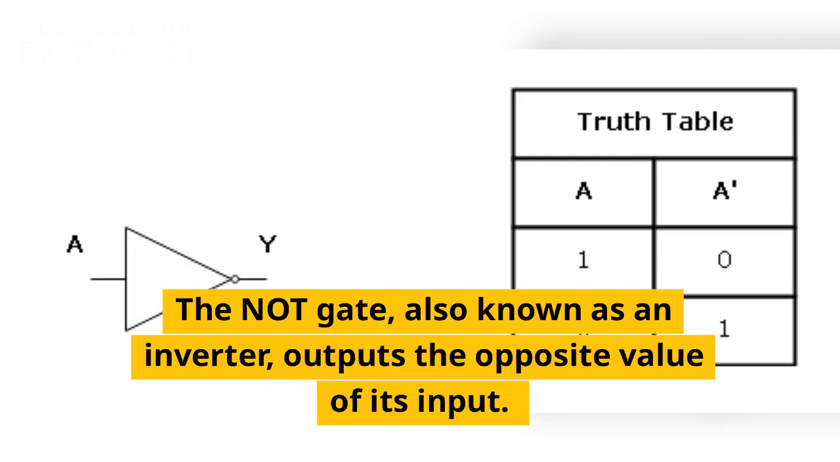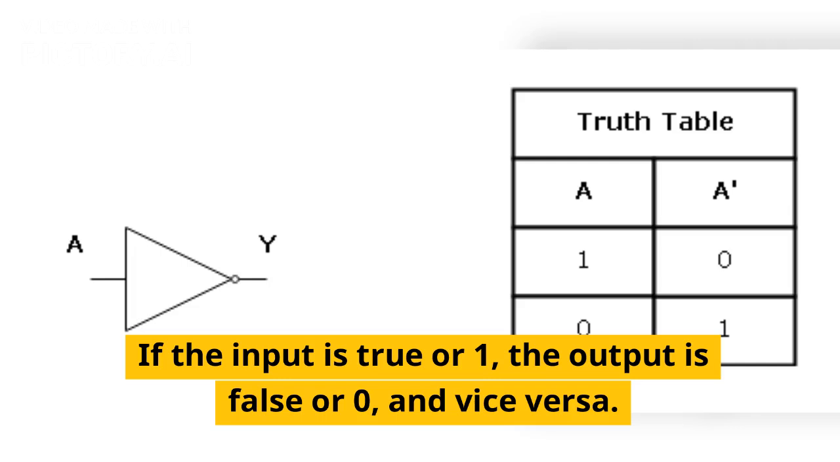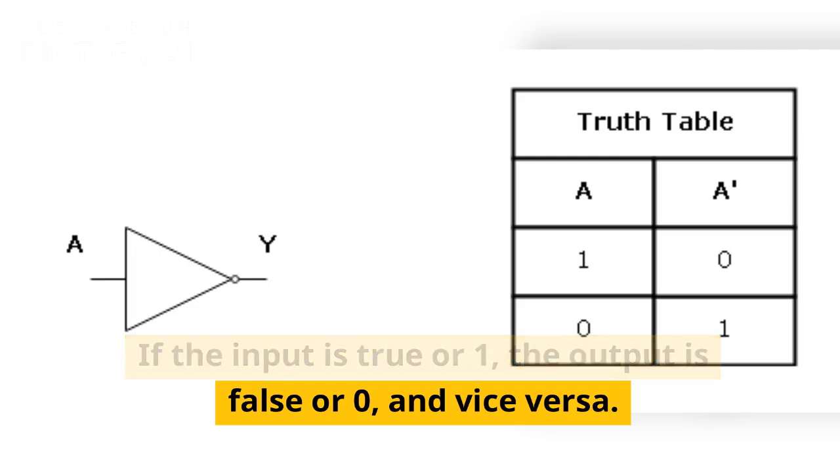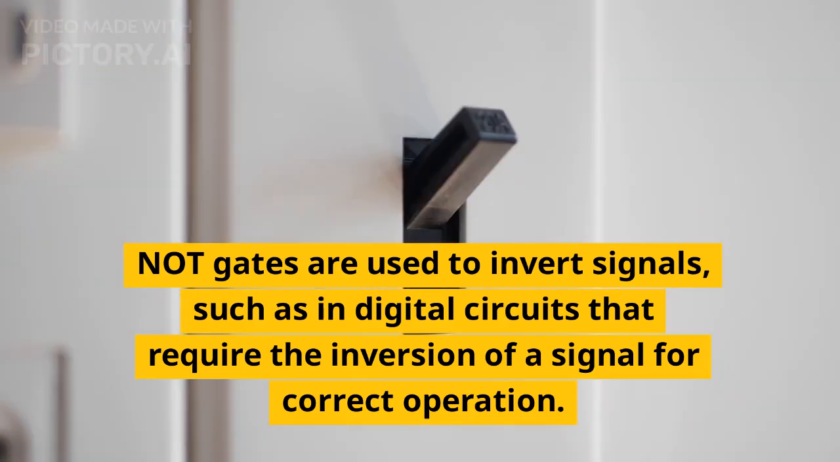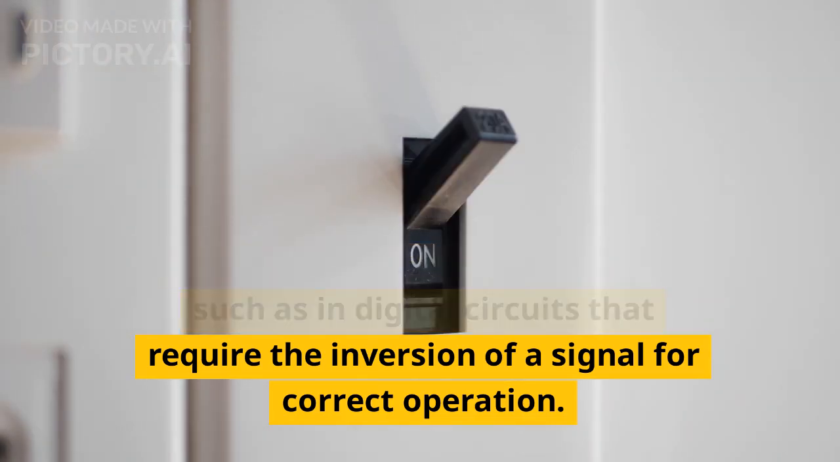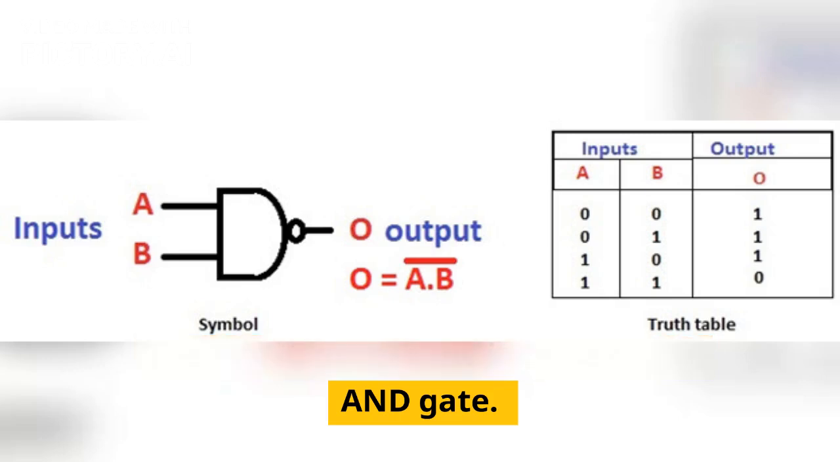The NOT gate, also known as an inverter, outputs the opposite value of its input. If the input is true or 1, the output is false or 0, and vice versa. NOT gates are used to invert signals such as in digital circuits that require the inversion of a signal for correct operation. The NAND gate is the inverse of the AND gate.